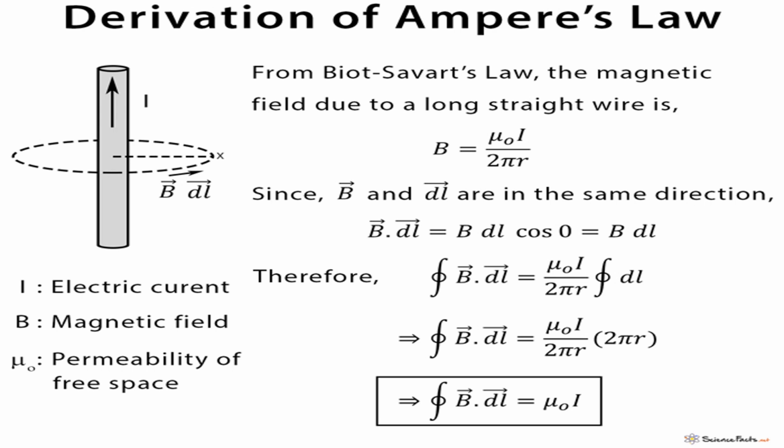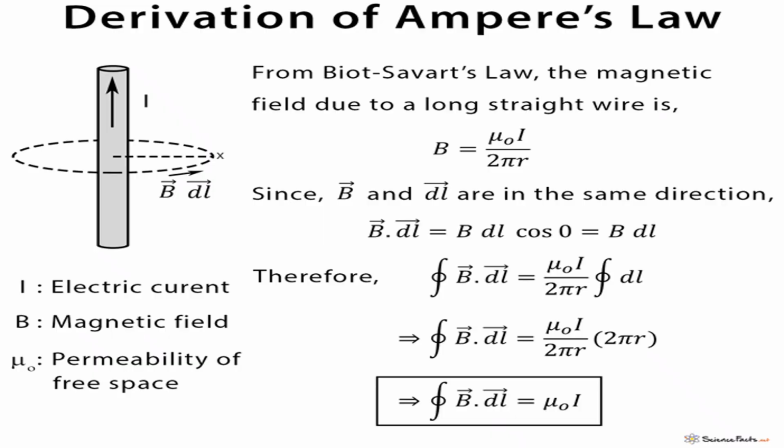Derivation or proof of Ampere's circuital law. Suppose a current carrying wire with current I, and magnetic field at point P is B, and total magnetic flux is given by B dot dl. From the Biot-Savart law, the magnetic field due to a long straight wire is given by B equals mu naught I dl sin theta over 4 pi r squared. Here the angle is 90, so sin 90 equals 1. So B equals mu naught I upon 2 pi r.